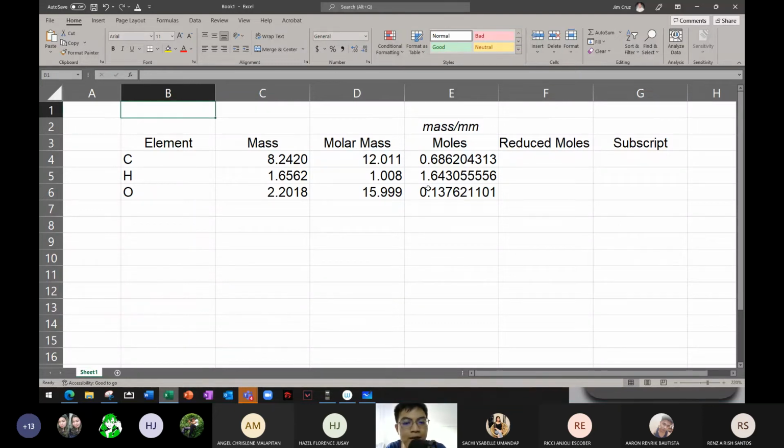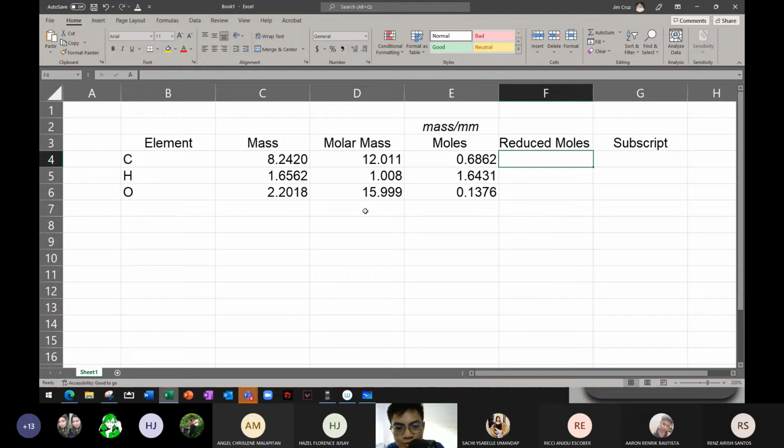Okay? So ako, when you get the moles, what I always tell them is to at least round it off to 2 decimal places. O kaya 4 decimal places na lang. Okay? So round off nyo na lang 4 decimal places. And for reduced mole, what is a reduced mole? Basically, in a reduced mole, you are going to divide the moles by the lowest number. Kaya tawag ko doon reduced mole. Yung mole, i-reduce mo pa. Okay?